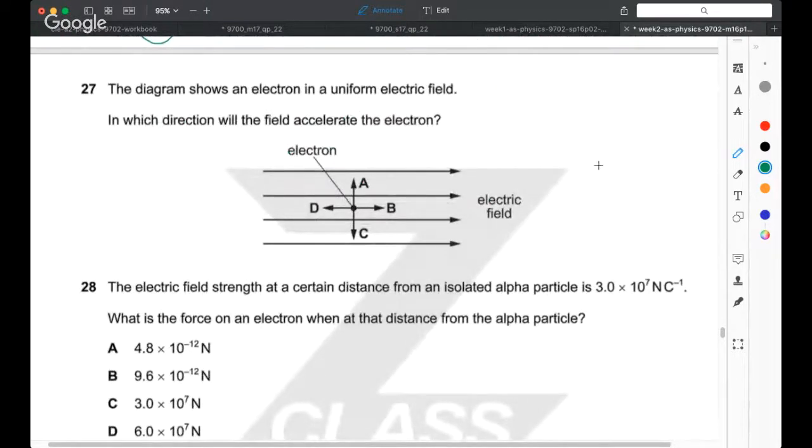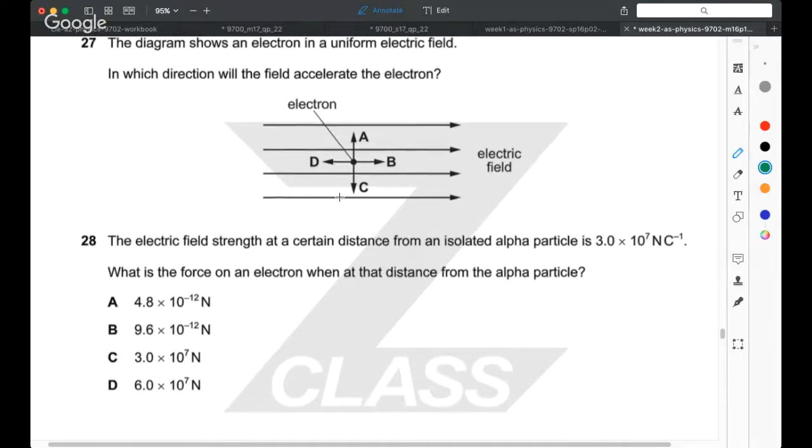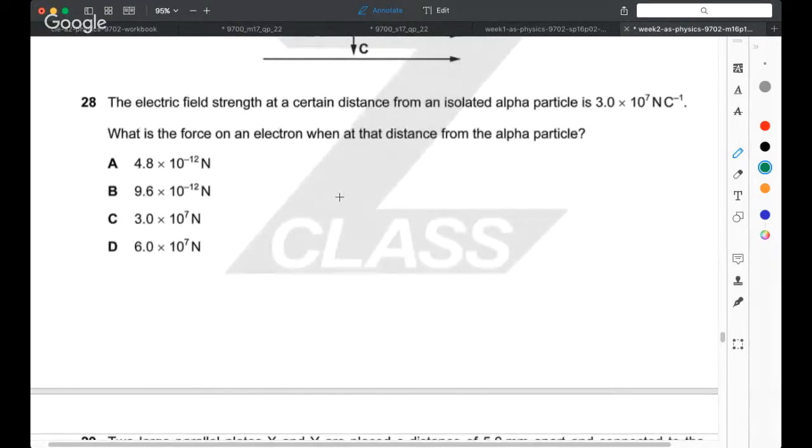So electron, which direction will accelerate the electron? That'd be D. If the field's going that way, yeah, it will accelerate it. It would feel accelerated? Yeah, if it's in direction D. So it's going to be opposite to the electric field. So it would be repulsed. Please continue.